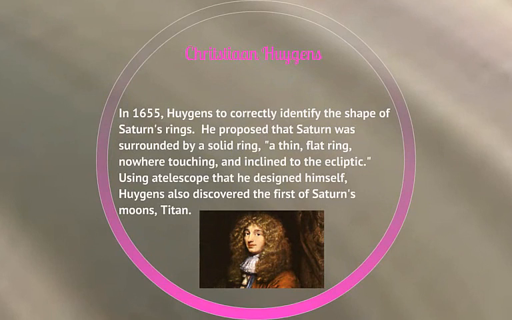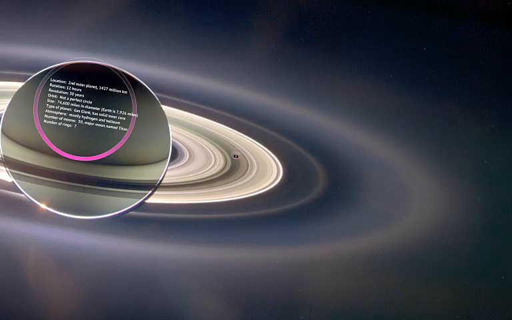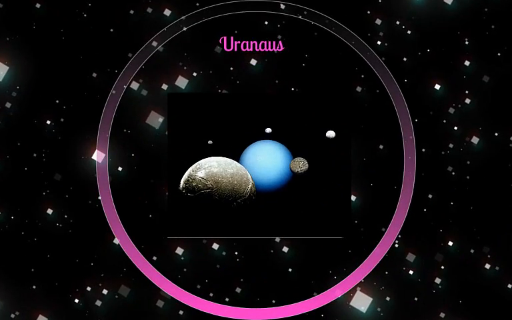Christian Huygens. In 1655, Huygens correctly identified the shape of Saturn's rings. He proposed that Saturn was surrounded by a solid ring, a thin, flat ring, nowhere touching, and inclined to the elliptic, which means it's not a perfect circle. They're elliptical in shape. Using a telescope that he designed himself, Huygens also discovered the first of Saturn's moons, which is Titan. So he's an important astronomer to remember.